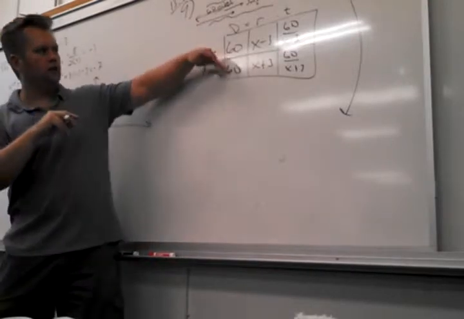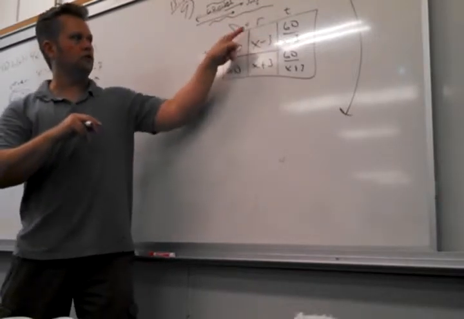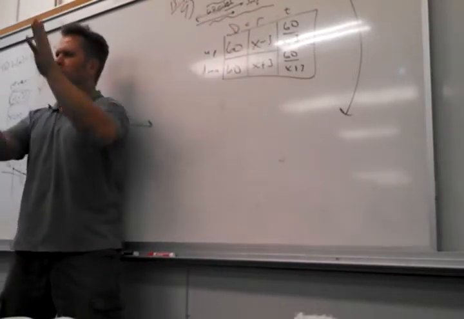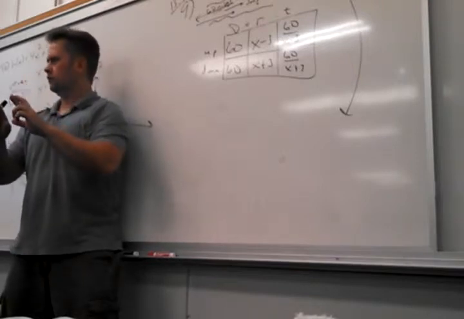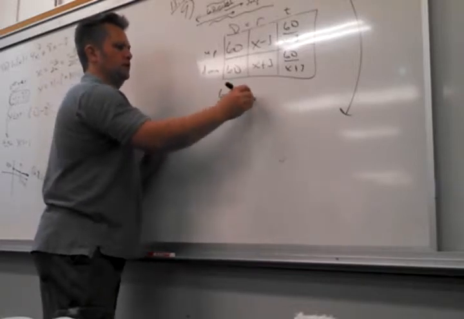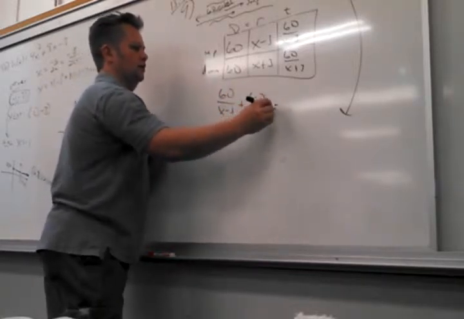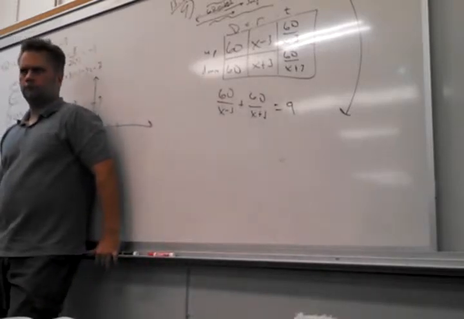So you fill in everything you know, and the minute you get 2 of these filled in, the third one you fill in by using the equation. You don't fill it in with more information. All right, so the total time, this time plus that time, has to be 9. And we know exactly how to attack that kind of problem.